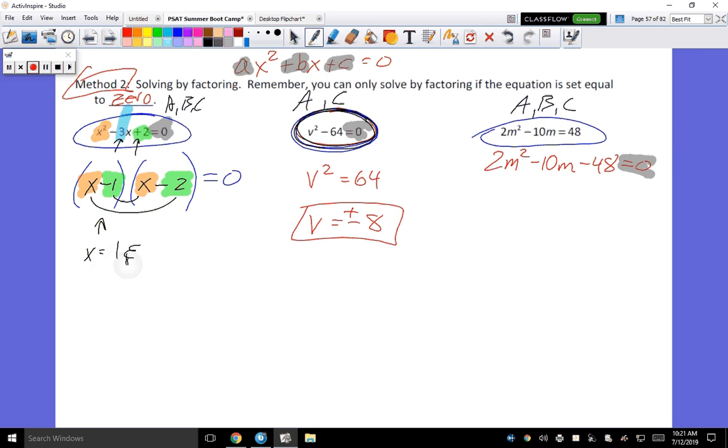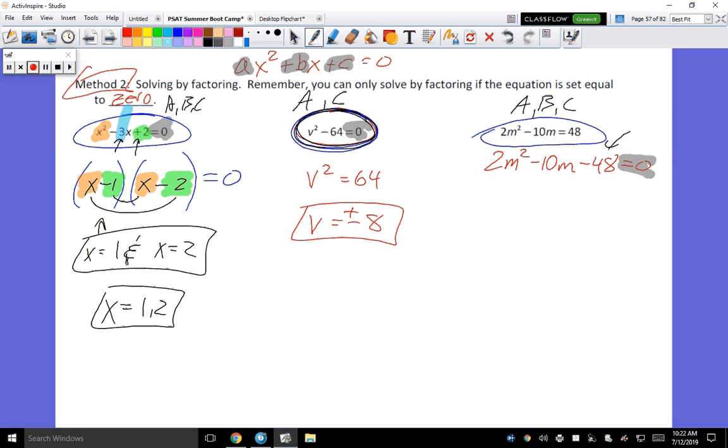And x equals 2. Nice. And yes, you could just write it like this if you wanted to as well. Let's go to the third problem over here. What would be step 1? Divide by 2. GCF. Yeah, we already subtracted the 48. And the next step is to divide by 2.